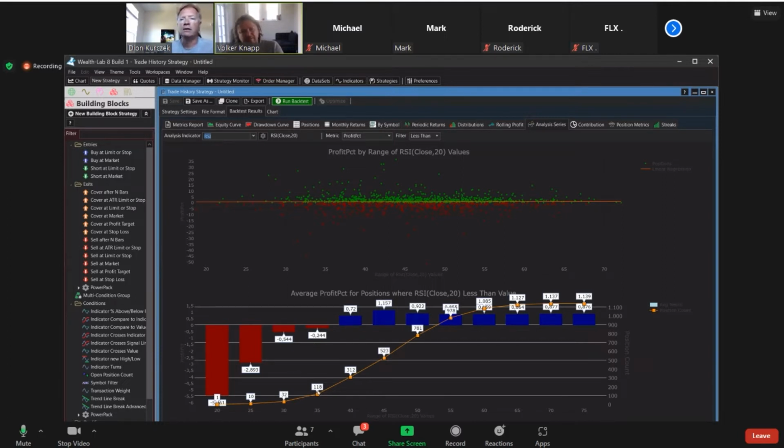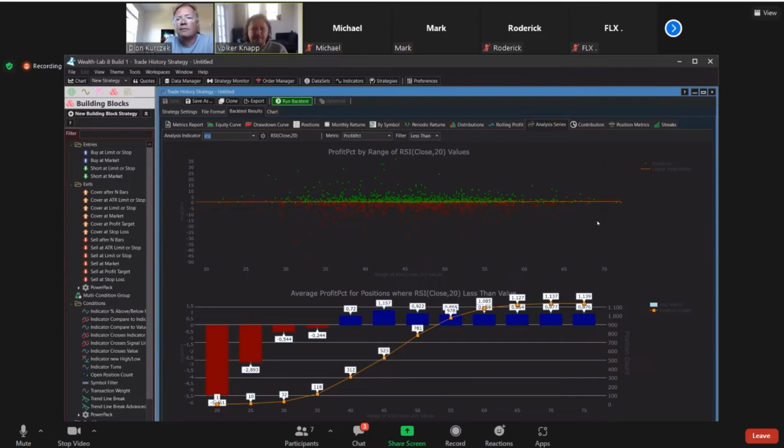Interestingly enough, if we would have filtered and only taken trades with an oversold RSI, this system would have actually done worse, because we could see these red bars here. So the average profit would have been quite a bit less. Volker, maybe we should change that to profit percent. Okay, so average profit percent for positions where the RSI is less than a value.